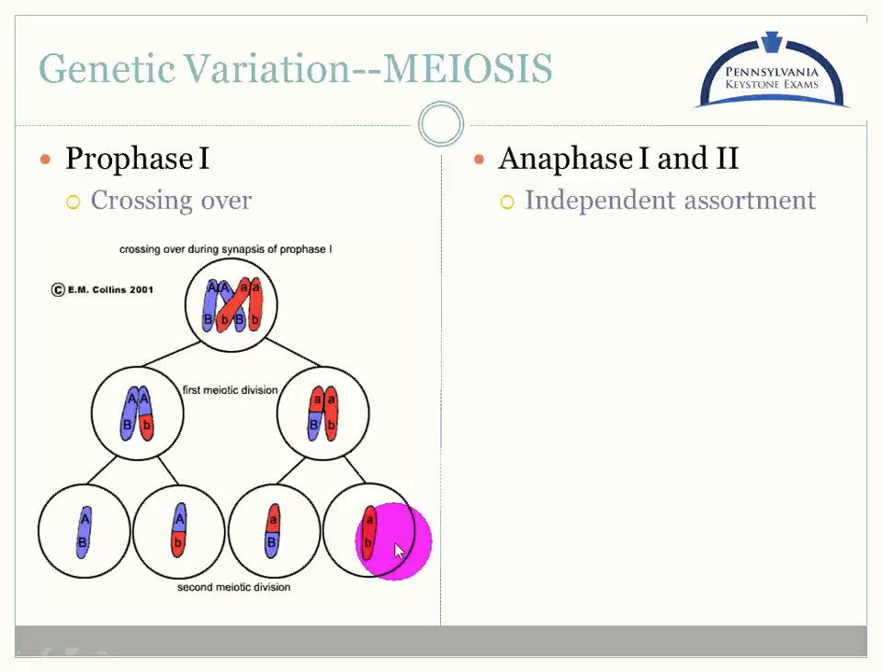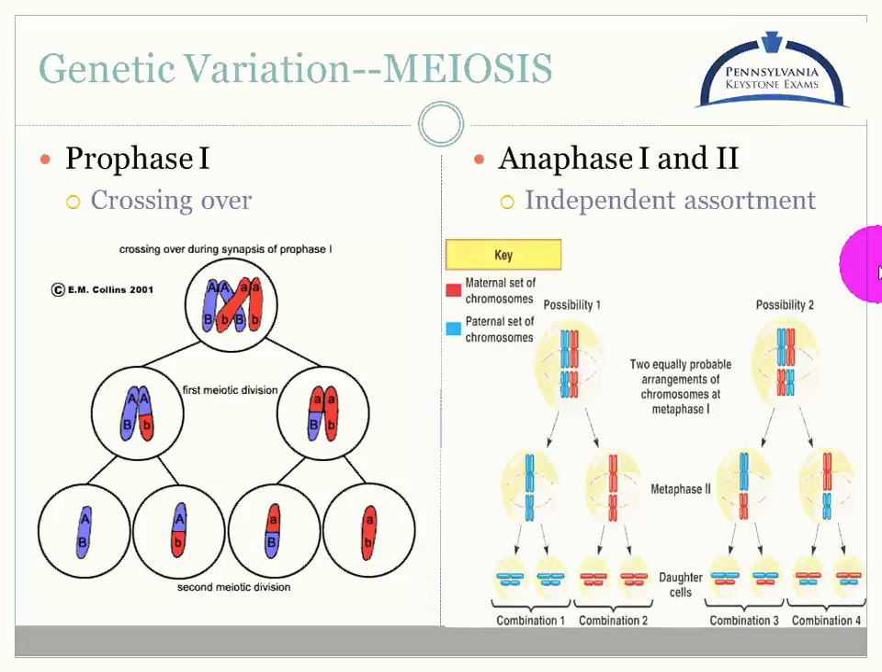We also have independent assortment, which happens in anaphase 1 and anaphase 2. That's the idea. During anaphase and during metaphase, you don't know how they're going to line up. You don't know how they're going to separate. So they're showing you that all the blues could be on the left and all the reds could be on the right, or blue, blue, red, red. It's completely equal probability. It's just luck. So those cells could look like this, and those cells could look like this, and those cells could look like that. So it's really the lining up in metaphase and the moving apart in anaphase.